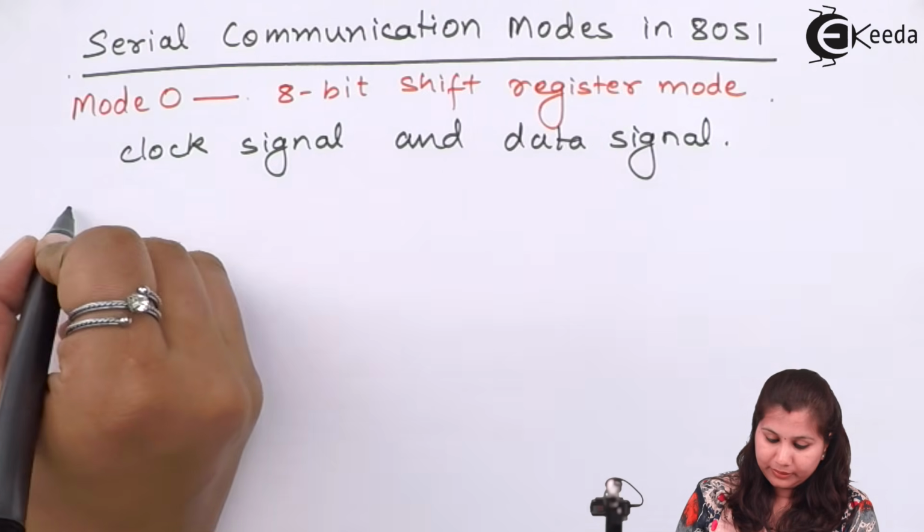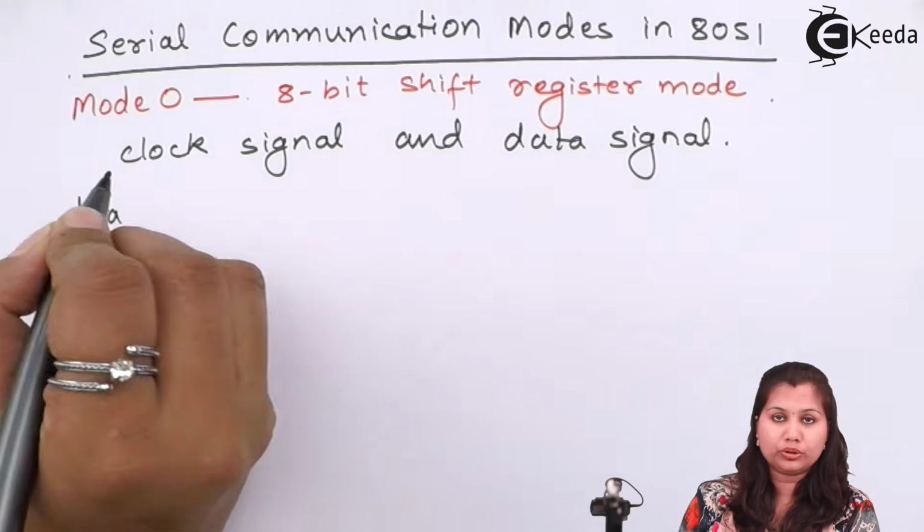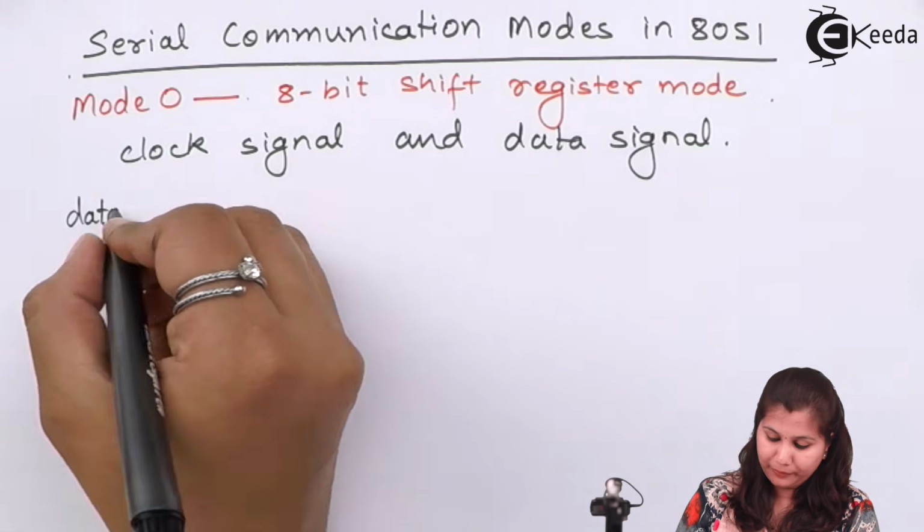Data is transmitted and received through the RxD pin. We have 2 pins here.